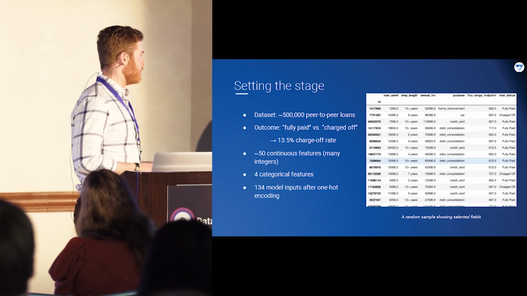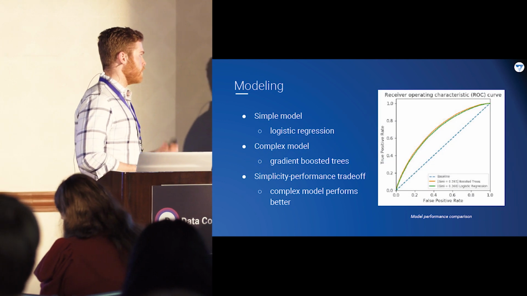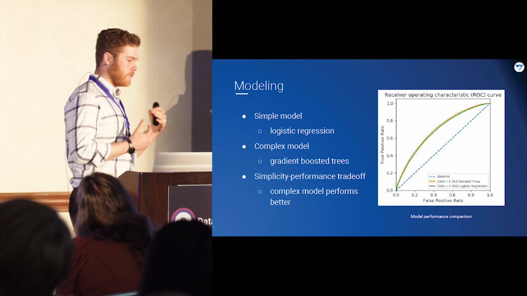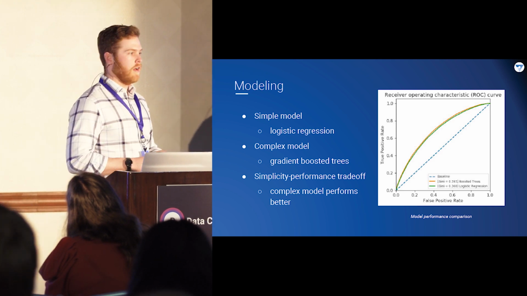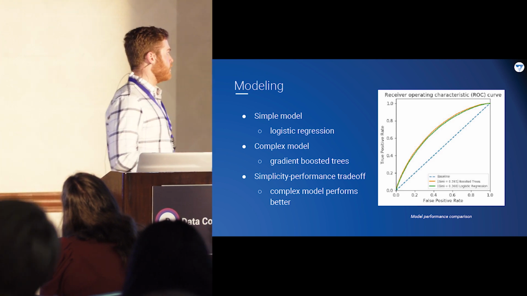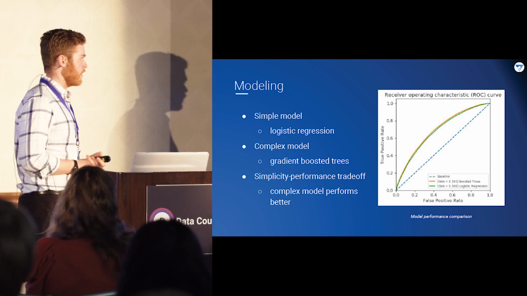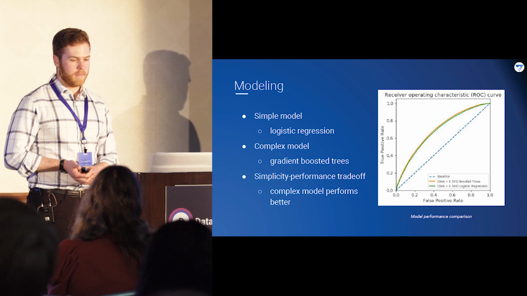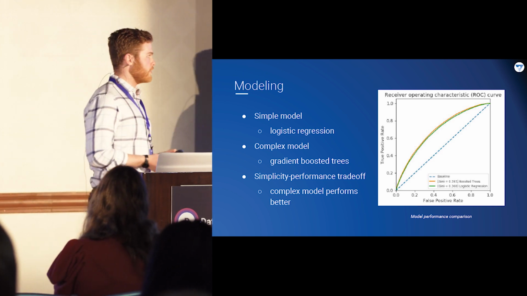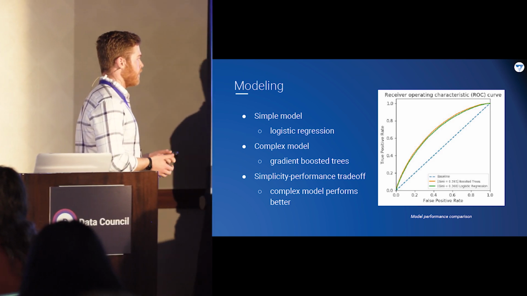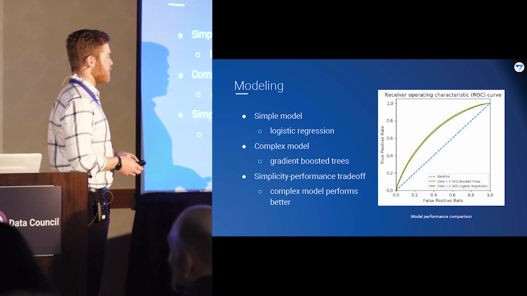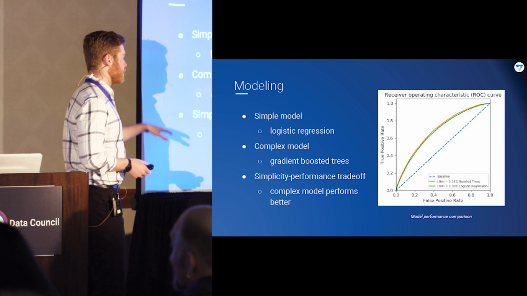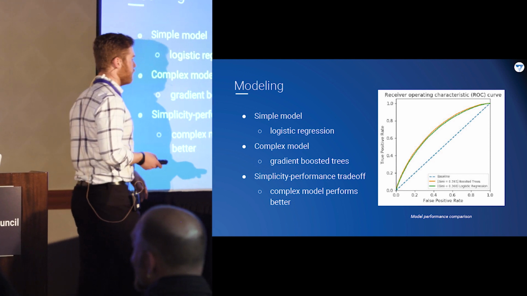And because we're not in the business of actually creating lending models, we just threw them all into these 2 different algorithms, trained them on 134 indicators, and looked at the performance. So we chose a simple model, a logistic regression, and a complex model, a gradient boosted trees model. And we observe, although it's hard to tell from this ROC curve, that there's a significant increase in performance when you use the more complex model. So there's a trade-off between the simplicity and the performance of it.